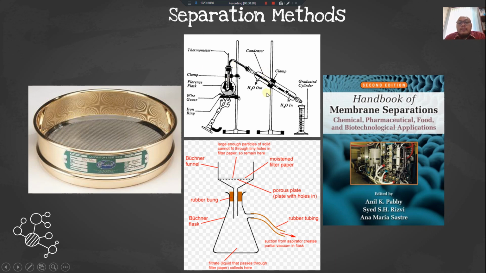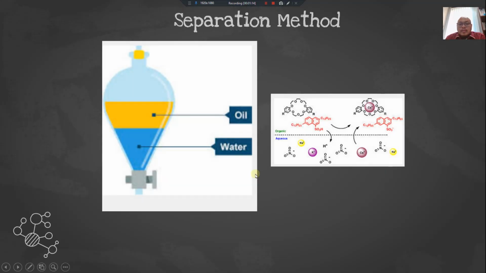Here is the other separation method, distillation, that also uses physical properties including the boiling point. Here is another physical property that depends on the size of the material. The material with a larger size cannot pass through the filter paper. So that is what we call physical, because we separate them based on their physical properties. Right, how about this one?